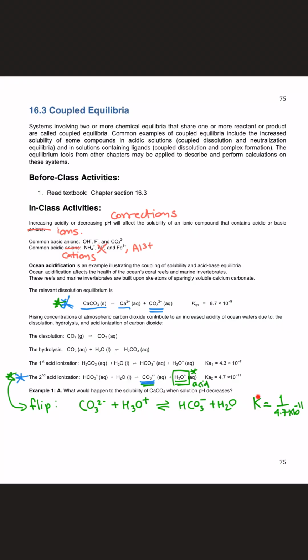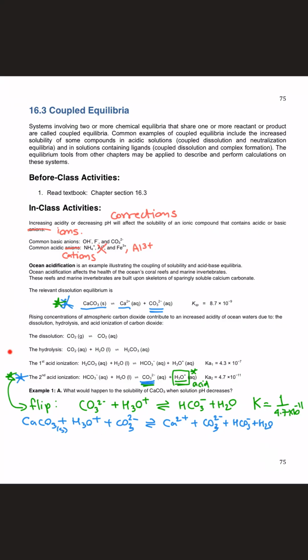And here is the result of inverting the equilibrium constant from the second acid ionization. Next, we are going to combine the first solubility equation with the equation that we just flipped, so that the calcium carbonate will react with the acid. And here is the combined reaction.